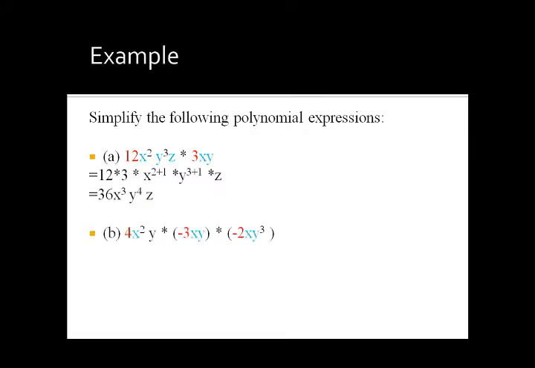The next one: 4x squared y times negative 3xy times negative 2xy cubed. We're going to multiply the coefficients first. So 4 times negative 3 times negative 2. A negative by a negative is positive, so this is negative 12 times negative 2, which is 24, times x squared times x times x. So that would be x to the 2 plus 1 plus 1.